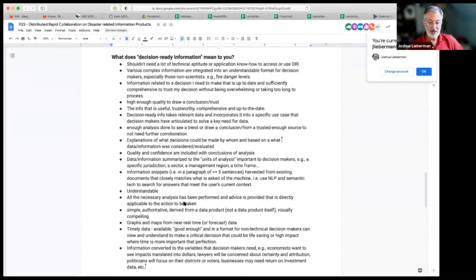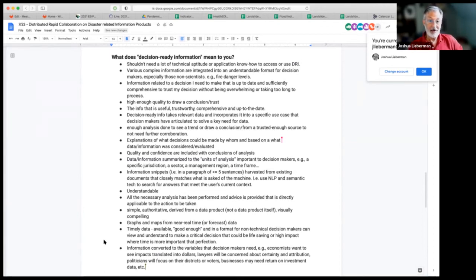All necessary analysis has been performed and advice is provided that is directly applicable to the decision taken. Simple, authoritative, derived from a data product, but not the product itself, and visually compelling. So there's both something decision specific about an indicator, a decision ready indicator, but also that lends itself to visualization. That's an interesting one. It doesn't have to be the case.